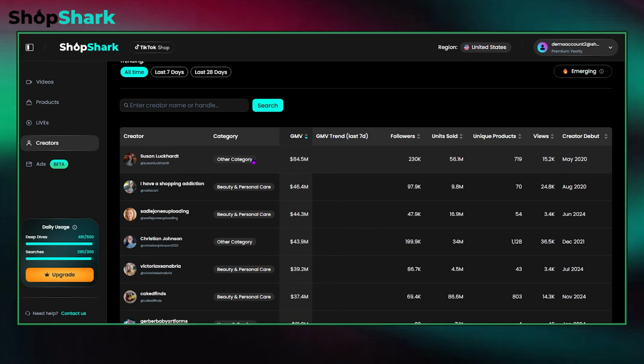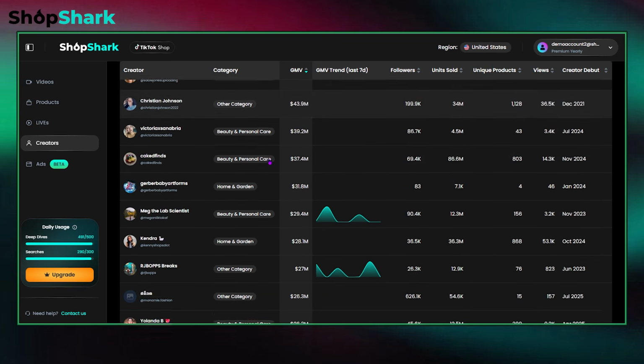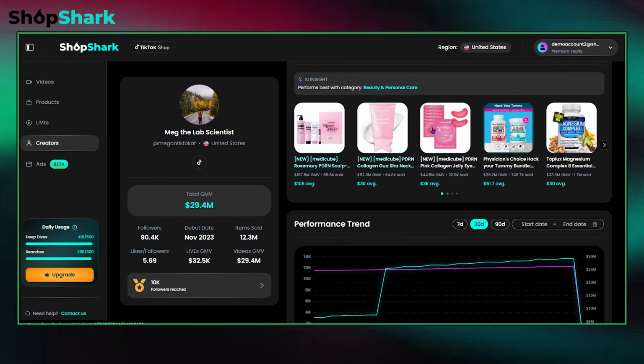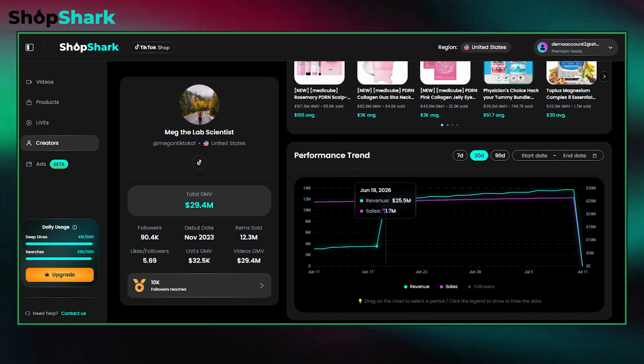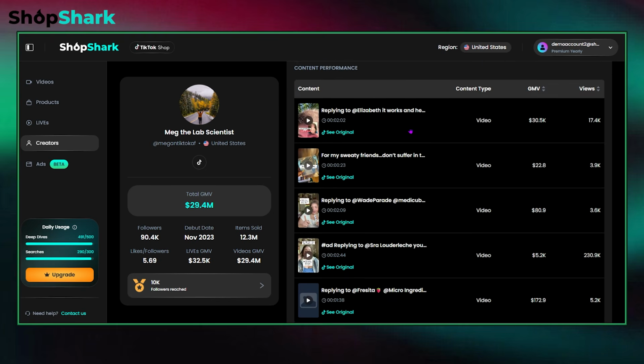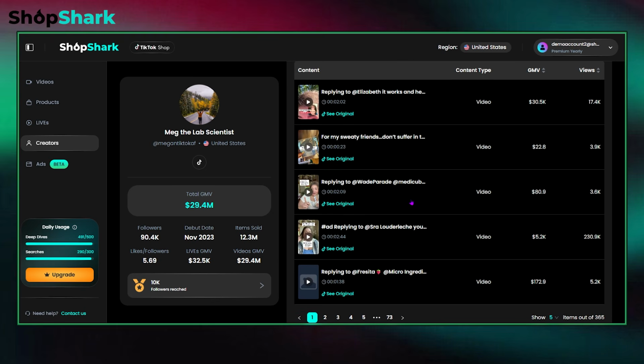For me, the biggest value of ShopShark is that it turns TikTok Shop research into a more structured process. You can discover products, validate the trend, study the content that is actually performing, understand the estimated revenue signals behind it, and make more informed decisions before you invest your time.